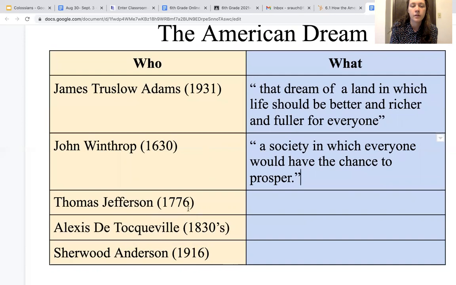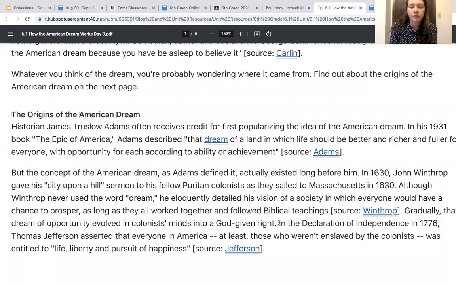Okay, welcome back. Next, we're going to be learning what Thomas Jefferson thinks about the American dream over 140 years later. We're going to start right here in the Declaration of Independence. In the Declaration of Independence in 1776, Thomas Jefferson asserted that everyone in America, at least those who weren't enslaved by the colonists, so that's a big problem with the American dream that never worked out, we had slavery, was entitled to life, liberty, and the pursuit of happiness.